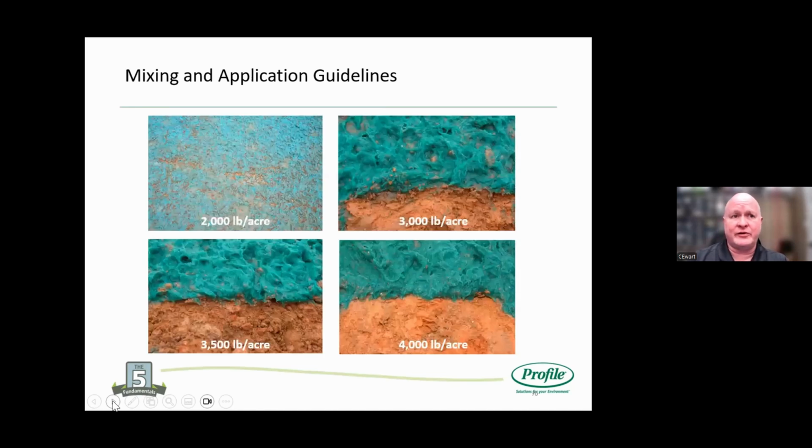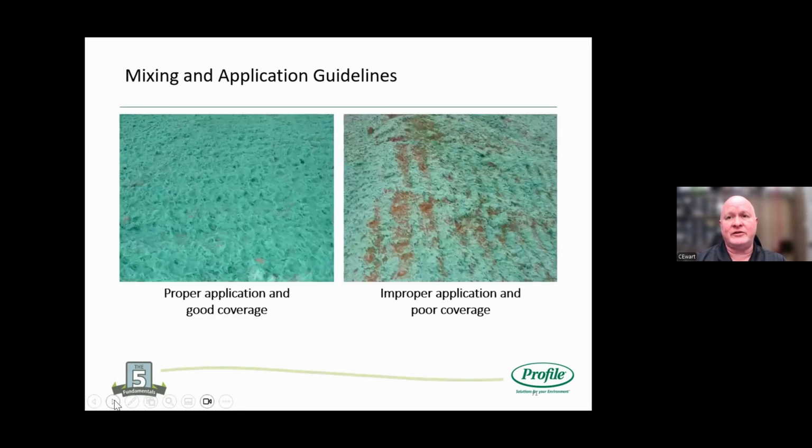Application rates are important too. This is a good example of 2,000 pounds versus 3,000 versus 3,500 versus 4,000. And you can see once you get to about 3,000 pounds, you're more or less getting complete coverage. And at 4,000, you have 100% coverage. So proper application and good coverage is important.